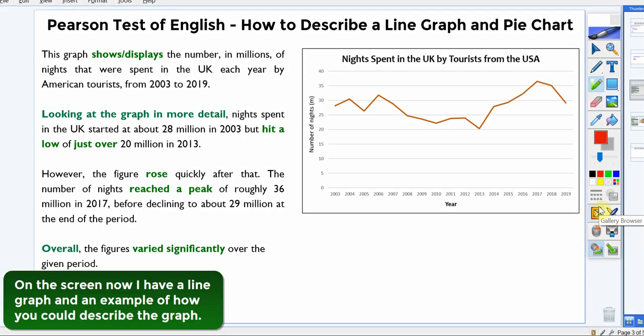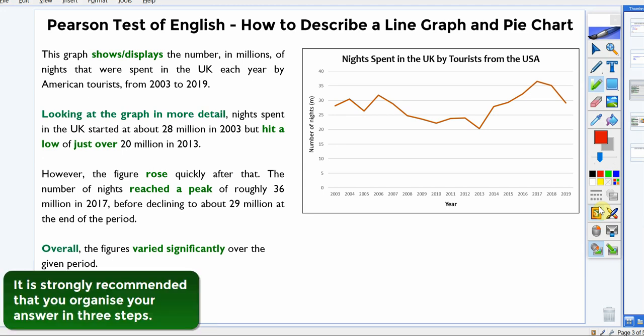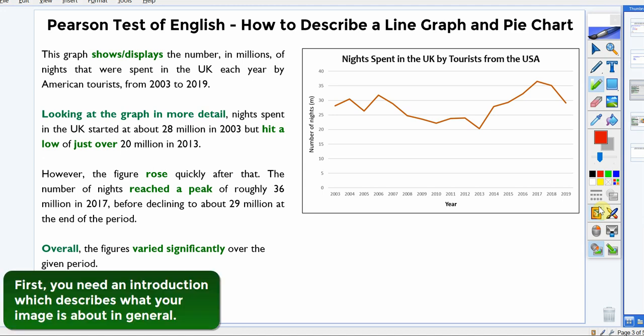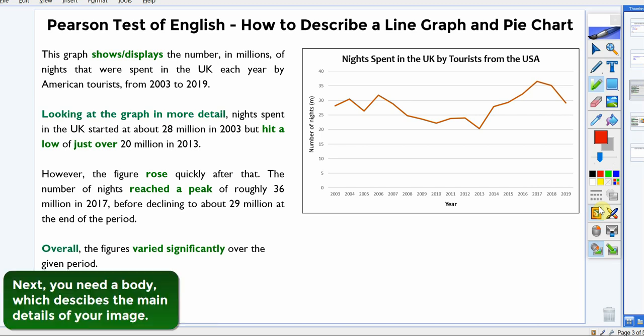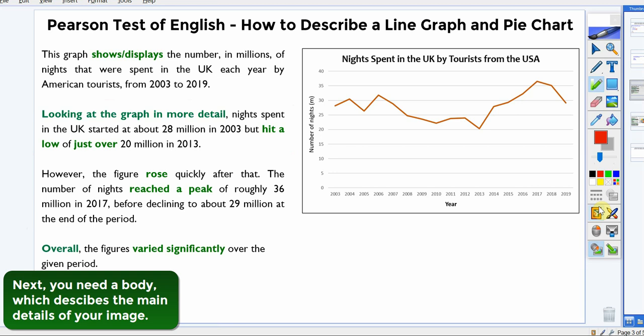On the screen now, I have a line graph and an example of how you could describe the graph. It is strongly recommended that you organize your answer in 3 steps. First, you need an introduction, which describes what your image is about in general. Next, you need a body, which describes the main details of your image.